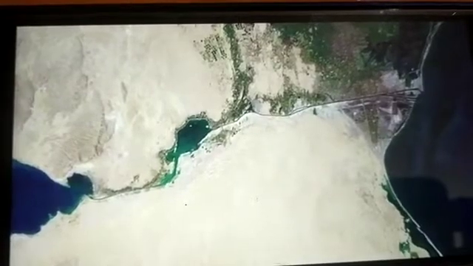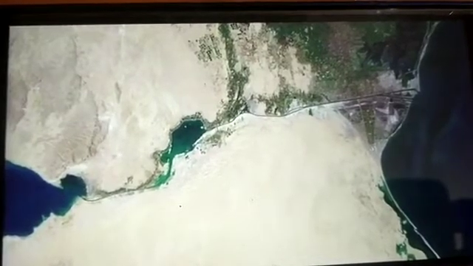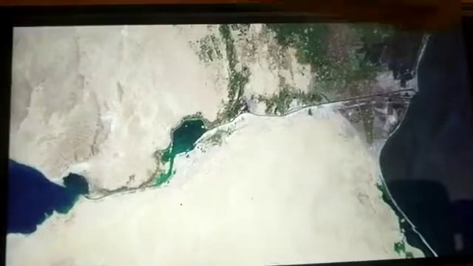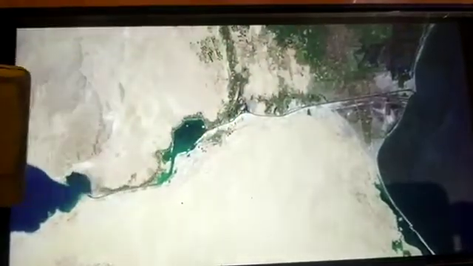So this is the image of Suez Canal. This is Red Sea, this is Mediterranean Sea, and this is the Suez Canal, the man-made canal you can see in a line.